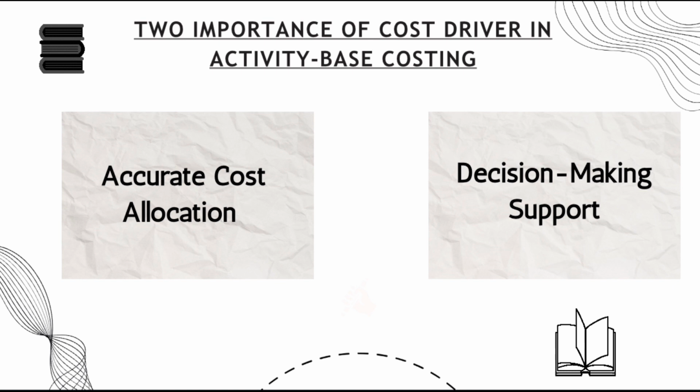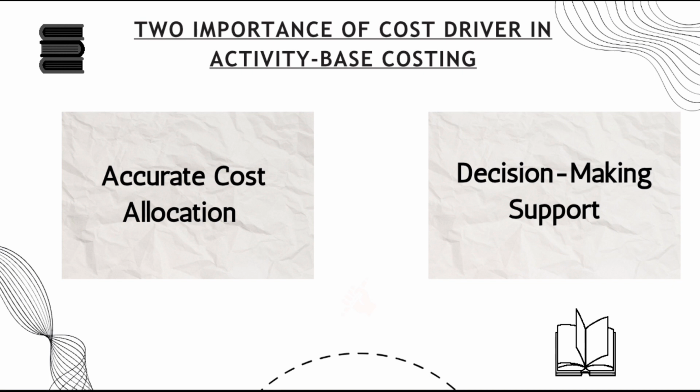Cost drivers play a crucial role in activity-based costing as they help allocate overhead costs to specific activities or cost subjects. Here are 2 important reasons why cost drivers are significant in activity-based costing. First, accurate cost allocation. Cost drivers serve as the basis for assigning overhead costs to specific activities. By identifying the key factors that drive resource consumption, activity-based costing can allocate costs more accurately.